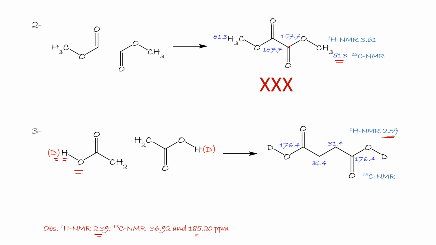Carbon 13 for this one: 31.4, observed 36.9, and the carbonyl C double bond O is observed at 185. It shows here at 176 calculated value. This is the closest structure.